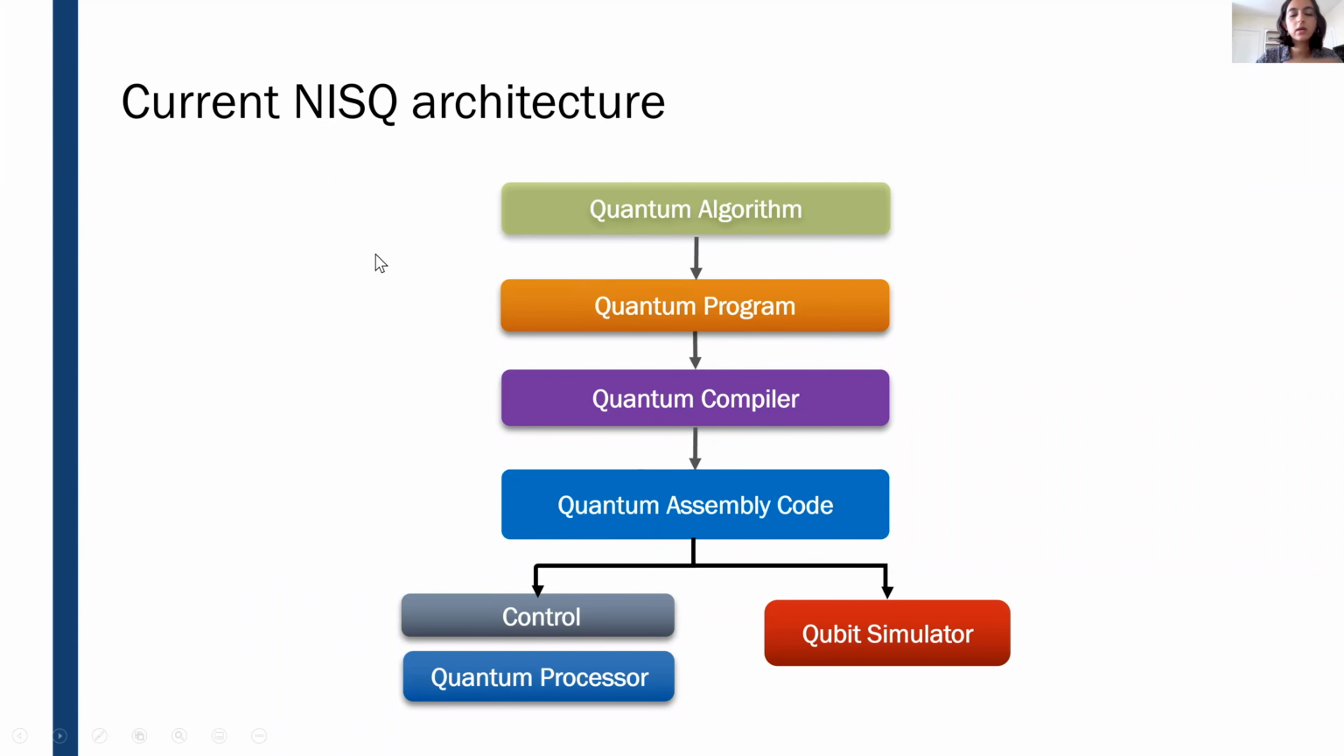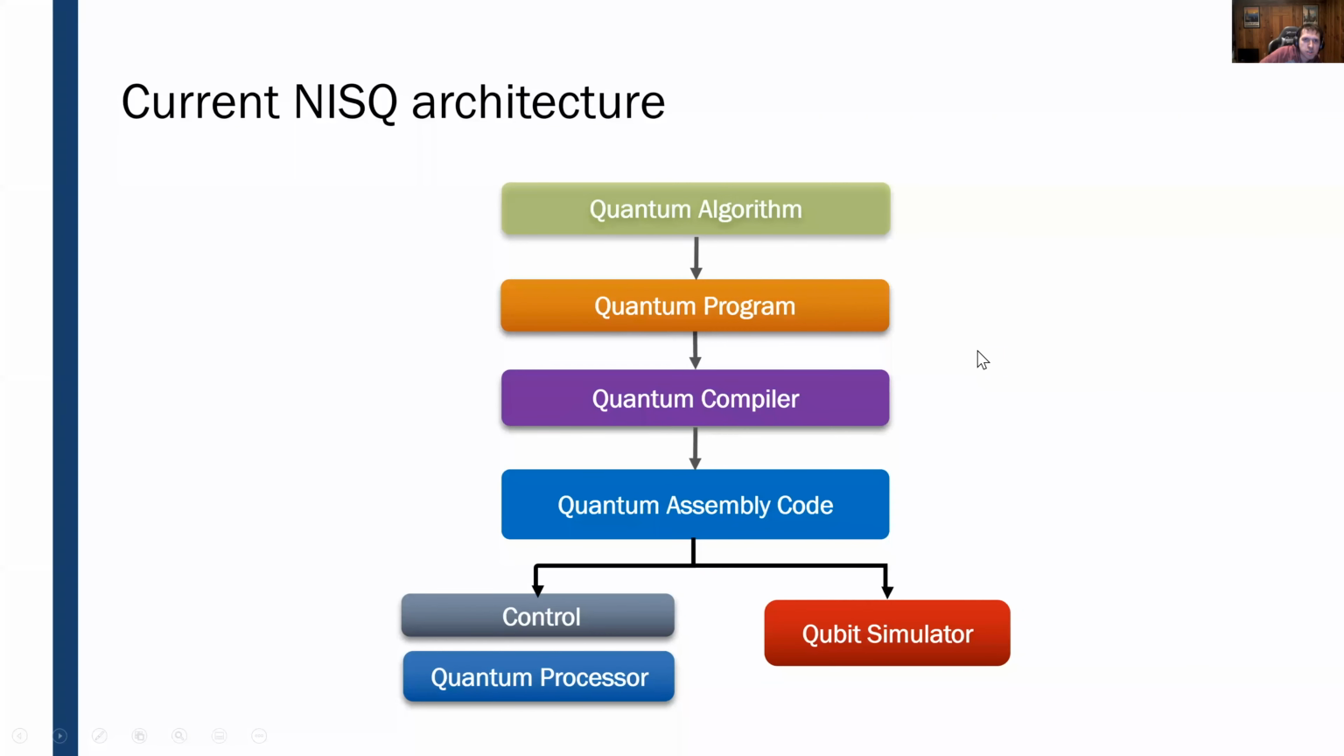On a current quantum computer, the architecture is fairly simple compared to what a classical computer looks like. Somebody like me would design a quantum algorithm and then program it in one of the quantum software platforms, which will have a quantum compiler that turns it into low-level code. Then this can be submitted to a qubit simulator if you want to check the correctness of your algorithm for a small number of qubits, and otherwise it will go to a quantum processor.